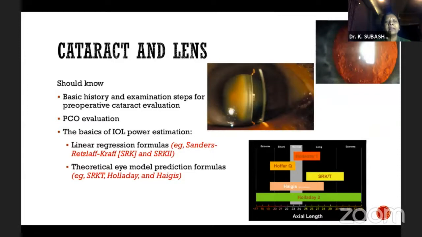We'll start off with the cataract and the lens, which is the bread and butter of ophthalmology. The trainer should ensure that the trainee knows the basic history and examination steps for preoperative cataract evaluation, and PCO evaluation. For example, in PCO, one should dilate the eye and know the grade of the PCO, the type of PCO, and look at the fundus to rule out cystoid macular edema and retinal detachment before planning a YAG capsulotomy. The trainee should know the basics of IOL power estimation, the old regression formulas, the theoretical formulas, and the newer formulas too.